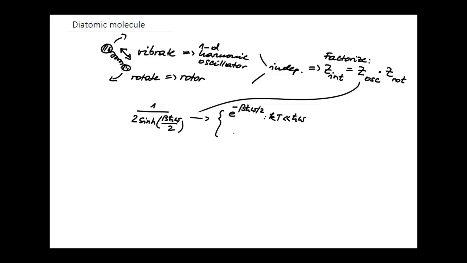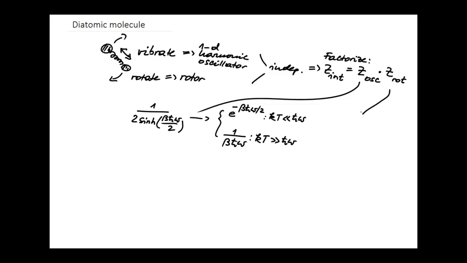And it goes to, and it's approximately equal to 1 over beta h bar omega if the temperature, or kT, is much larger than h bar omega. This is the partition function of the oscillator part.